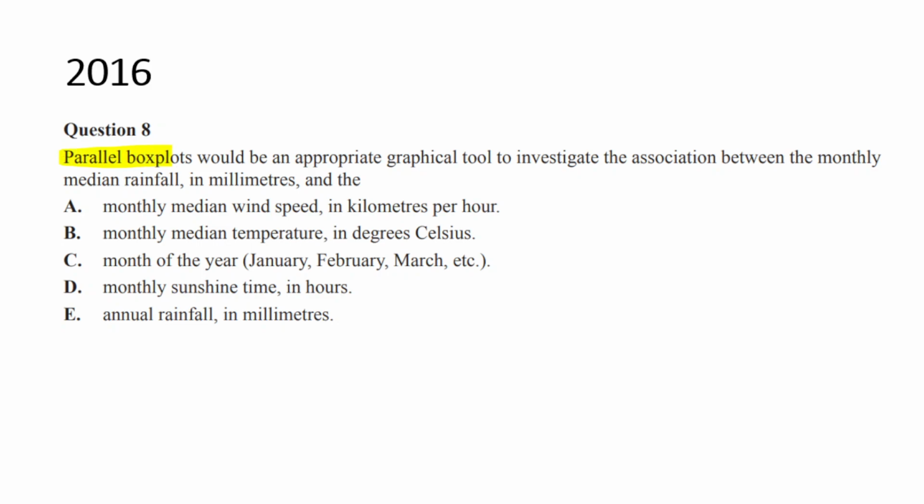Parallel box plots, so that's the context, would be an appropriate graphical tool to investigate the association between the monthly median rainfall in millimeters and what? Well, the first thing we need to look at is parallel box plots. Parallel box plots find the relationship between one numerical variable and one categorical variable.